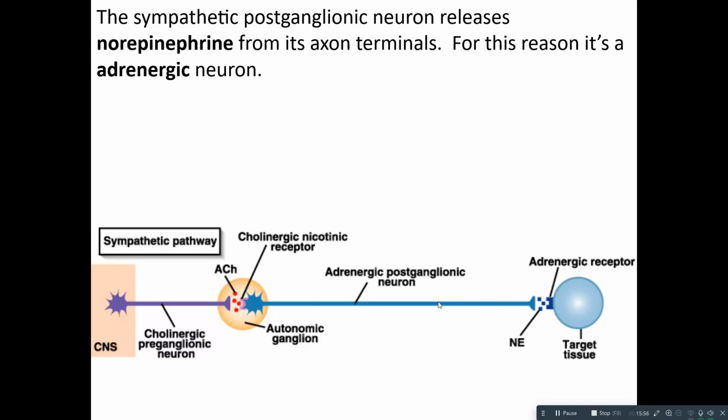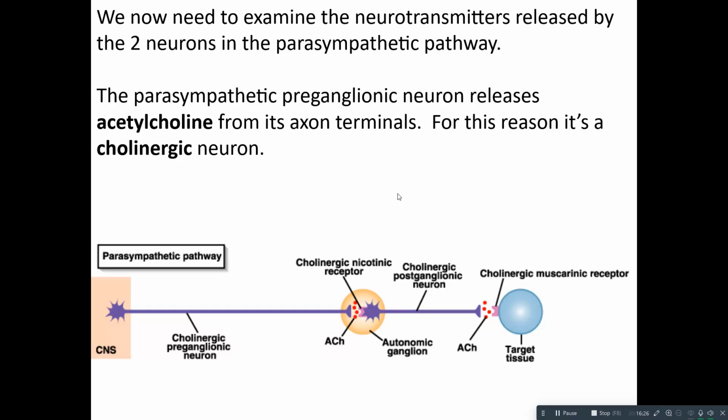My sympathetic postganglionic neuron, on the other hand, which is the one going from the ganglion to the target tissue, so the effector, cardiac muscle, smooth muscle, or gland, releases a different neurotransmitter, norepinephrine. And because of this, it's called an adrenergic neuron. Think about adrenergic like adrenaline, which is like another name for epinephrine, which is your fight or flight hormone. Okay, so that was our sympathetic pathway.